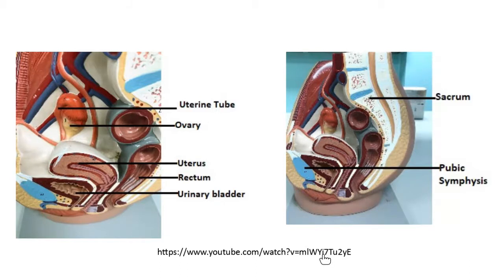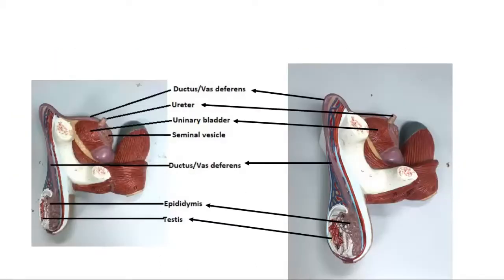Okay. Next. So these are the male reproductive organs. What organs are you seeing? Here, the first one is the ureter, on both sides. Either one picture will come for the exams. So there are two models.